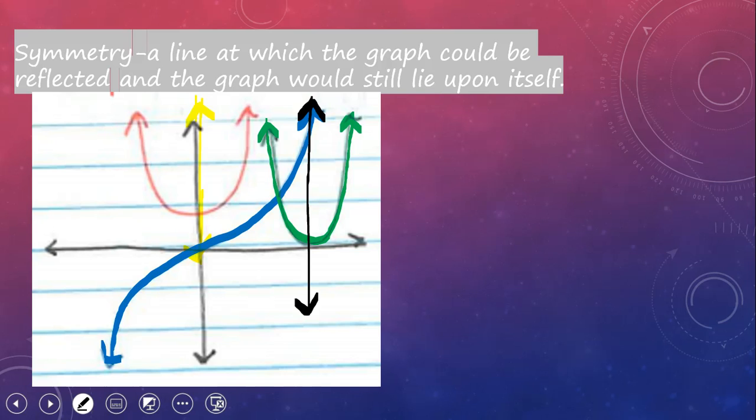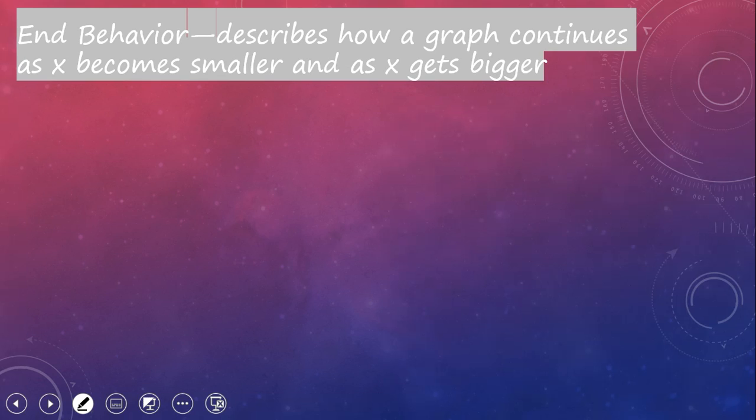So we are halfway through our goal for this lesson, and the last thing we have to talk about is end behavior. So end behavior describes how a graph continues as x becomes smaller and as x gets bigger. Again, another definition, write it in red or highlight it.